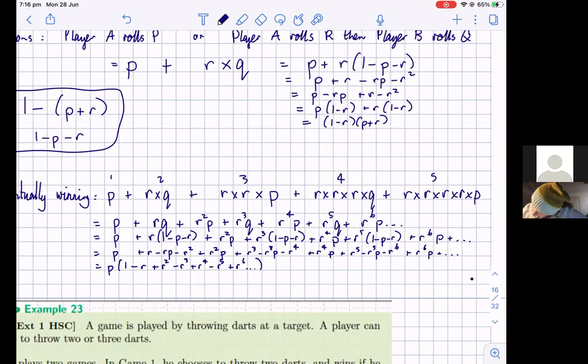And then we're going to have just the R's on their own. 1 minus R plus R squared, minus R cubed, plus R to the 4, minus R to the 5, plus R to the 6, etc. So we've got P plus 1 times 1 minus R plus R squared, minus R cubed, plus R to the 4, minus R to the 5, plus R to the 6, etc.